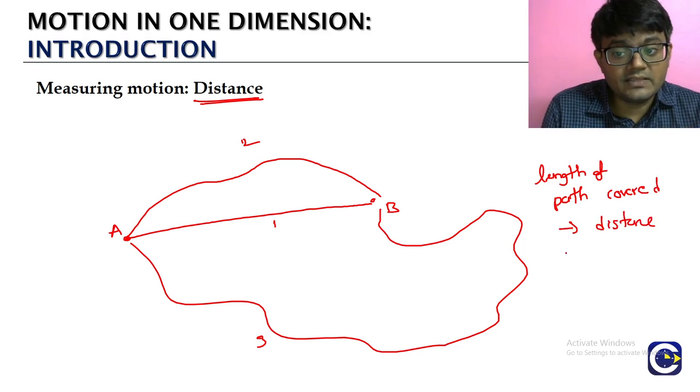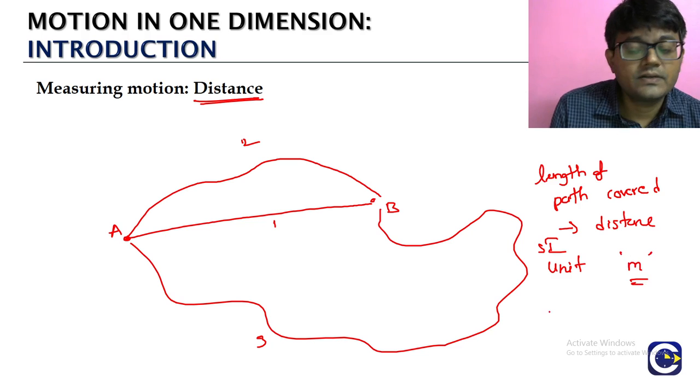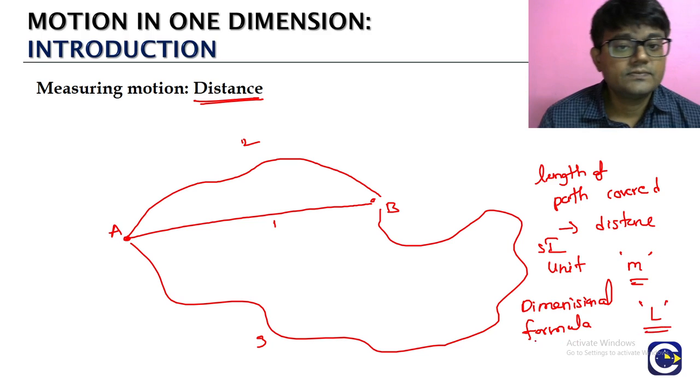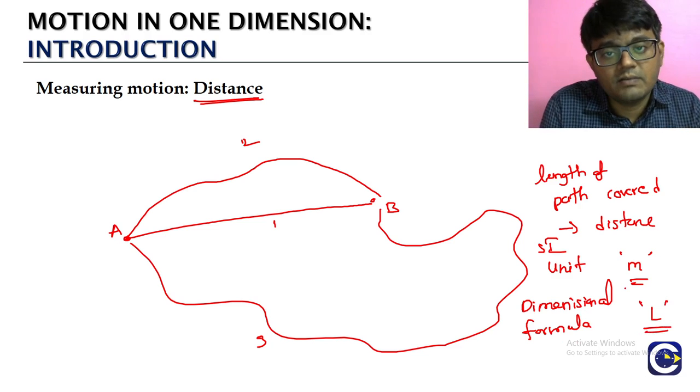So since it is a length, what will be the SI unit of this? SI unit is going to be what? Meter. And what will be the dimensional formula? Because this is representing length, the dimensional formula will be capital L. So this is about the distance. What is distance? It is the actual length of the path covered by the object.